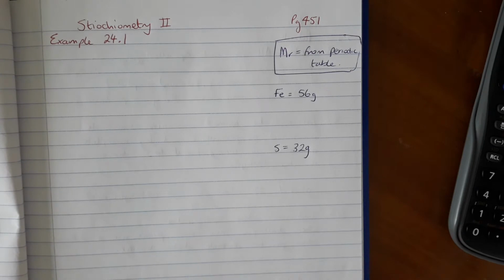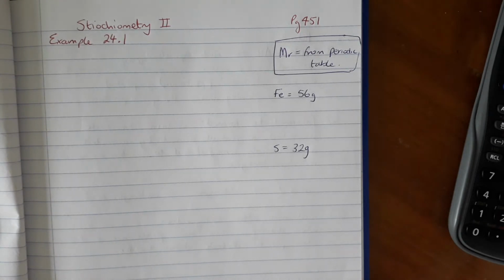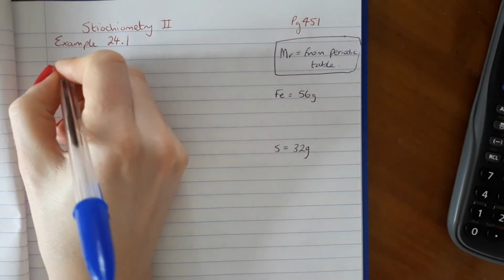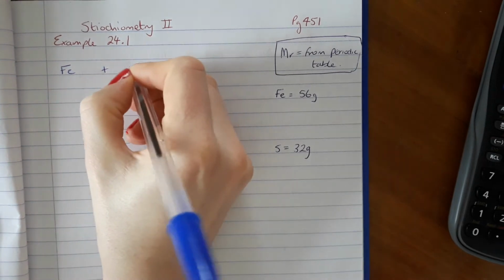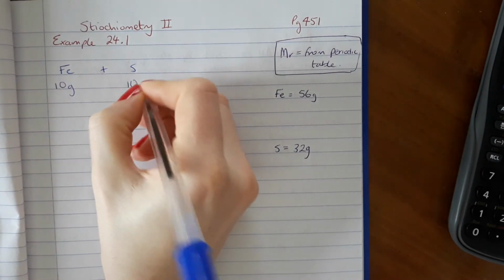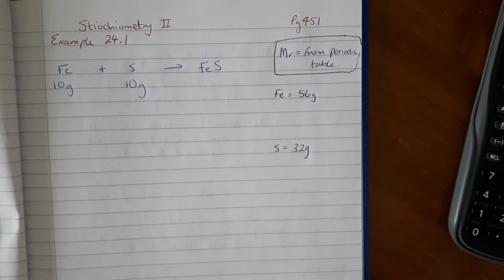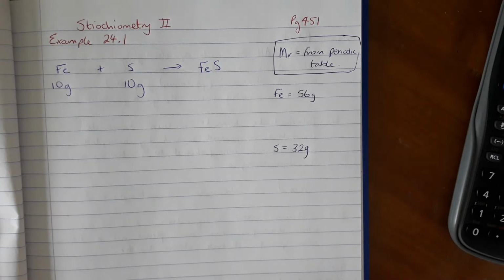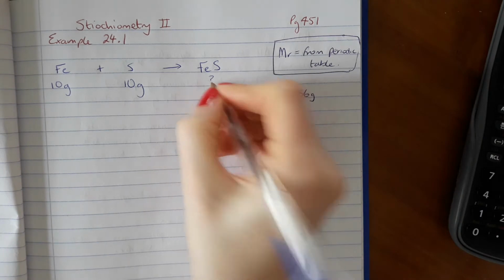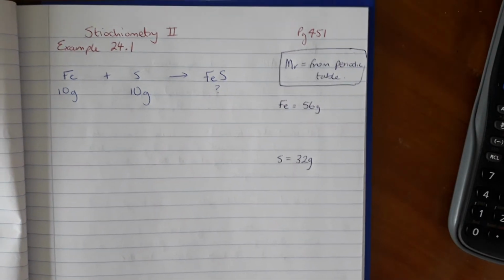Okay, so first of all we see a student weighed out 10 grams of iron and 10 grams of sulfur. So you have iron and you have sulfur, 10 grams of both of them, and they're producing iron sulfide. She, after mixing them, placed them in a boiling tube and heated it to bring about the following reaction. Calculate the maximum amount of iron sulfide that could be formed in this reaction.